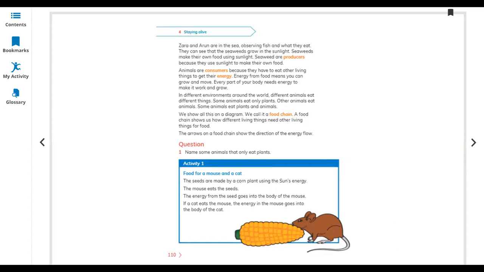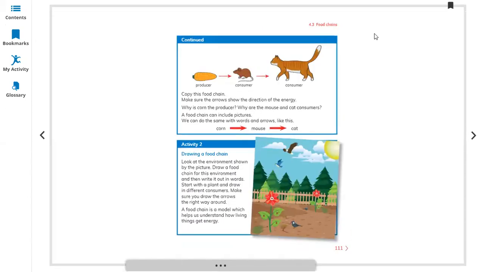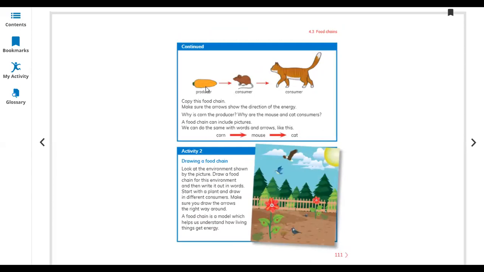Let's show a food chain starting from here. It's the producer. It's getting the energy from sunlight and creating food by itself. After this, the consumer, like the mouse, eats the plant. So it gets energy from the producer, and then the next consumer eats the mouse and gets energy from it. Okay, copy this food chain. Make sure the arrows show the direction of the energy.